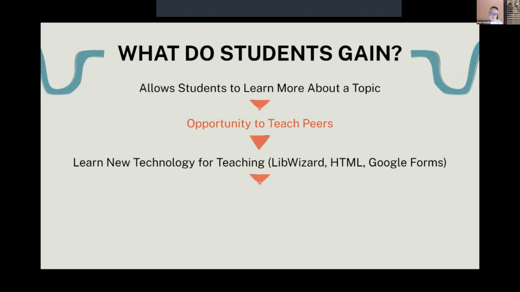Next, it lets students learn new technology, which they may use to teach. Examples of this could be SpringShare's LibWizard, basic HTML coding, or even Google Forms. So when I created my first module, the one we just saw, I used LibWizard, and I was honestly scared to death that I was going to break something or even the whole website. But now that I've used LibWizard, I use that and its advanced features. I use Google Forms to create a choose your own path module. And I've also used basic HTML coding that I've embedded in both LibWizard and Google Forms.